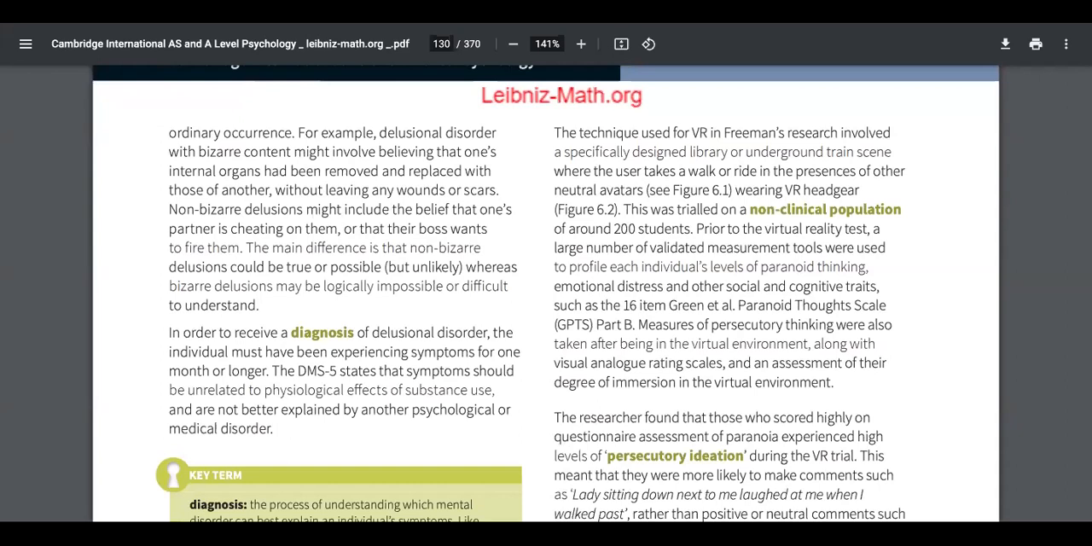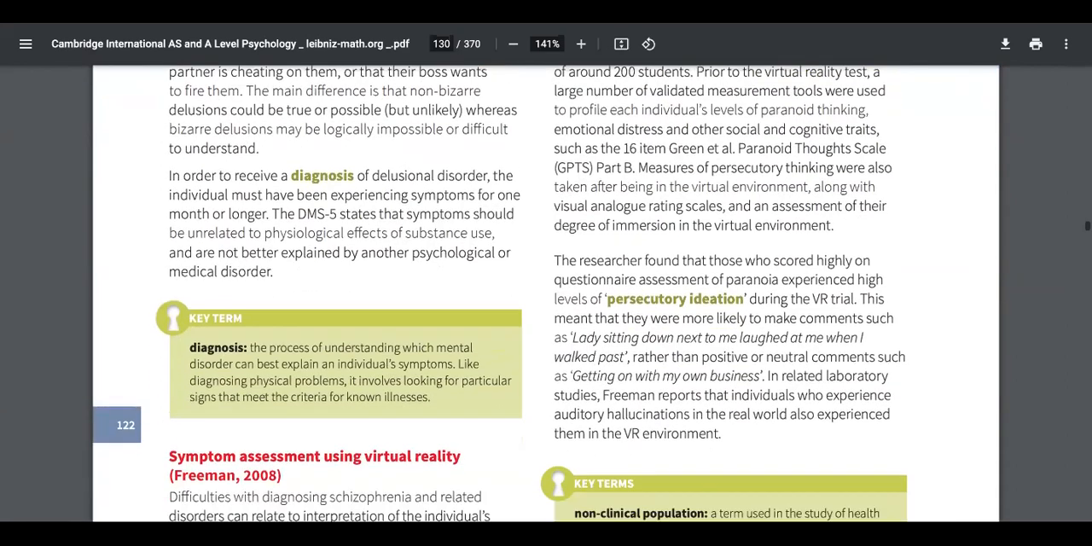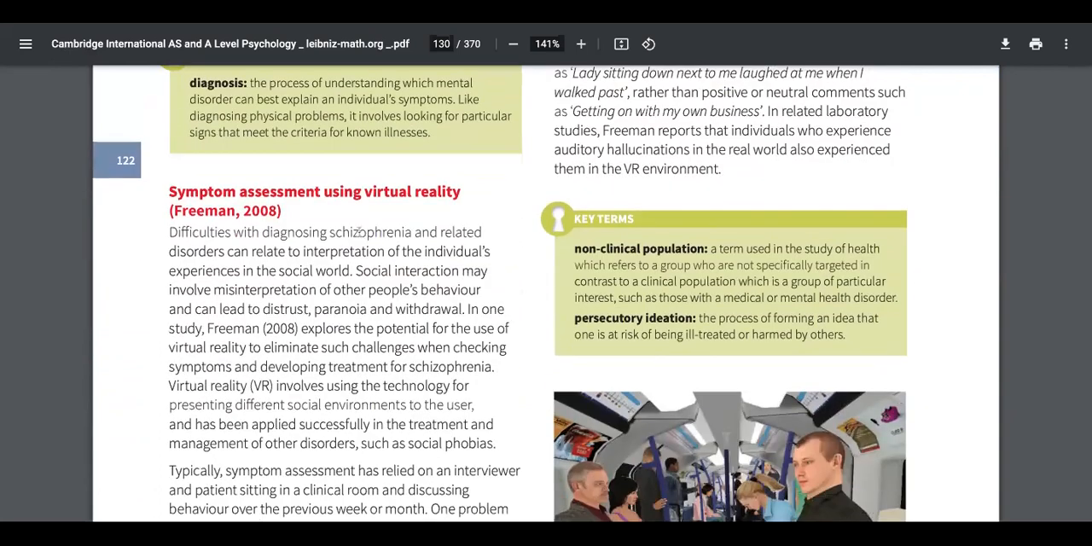So do you understand what's happening here with delusions? Yeah. Okay. So we have symptom assessment using virtual reality here. Only conflicting part of the whole chapter, most conflicting. Why is it conflicting? Because all the other things are causes and treatments. You have to remember them. But over here, there's some sort of understanding required because it's something new.